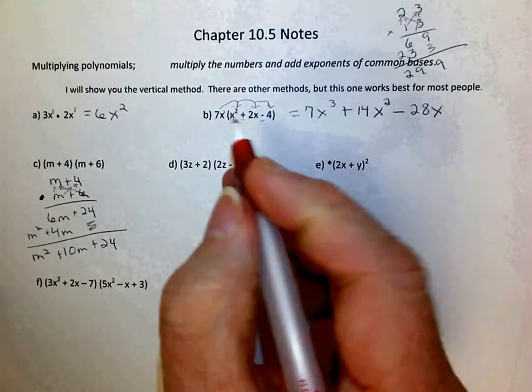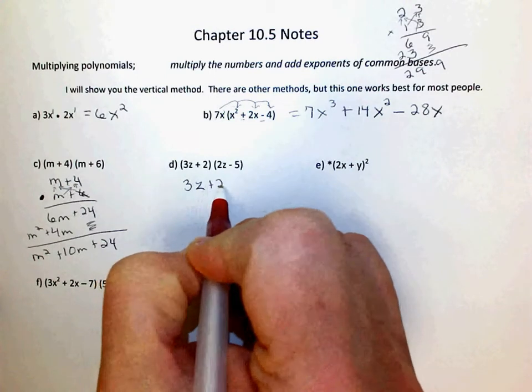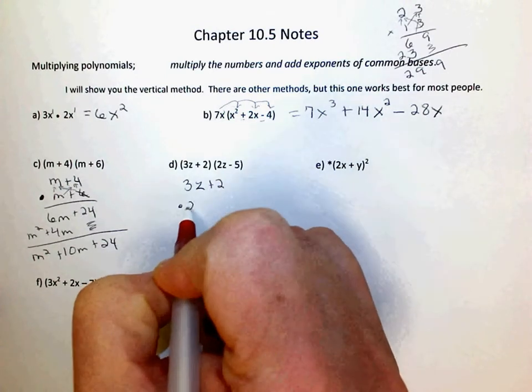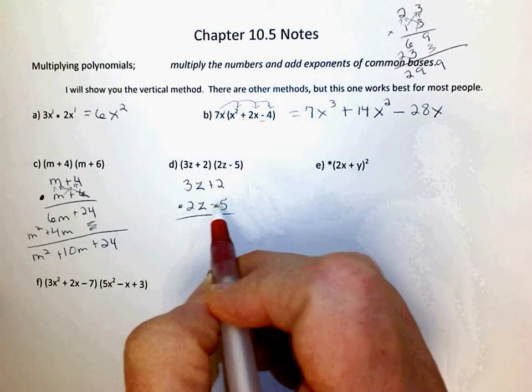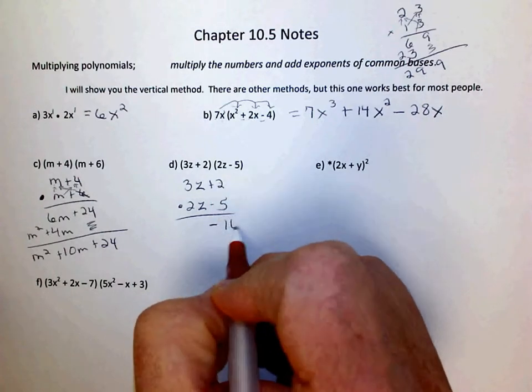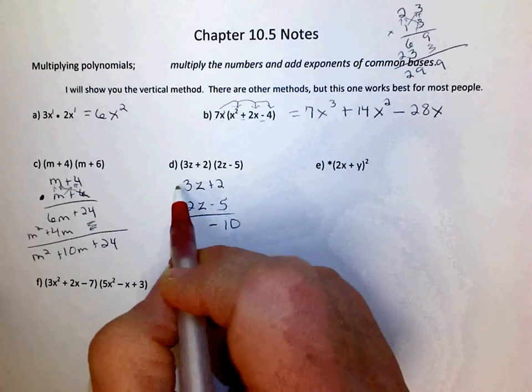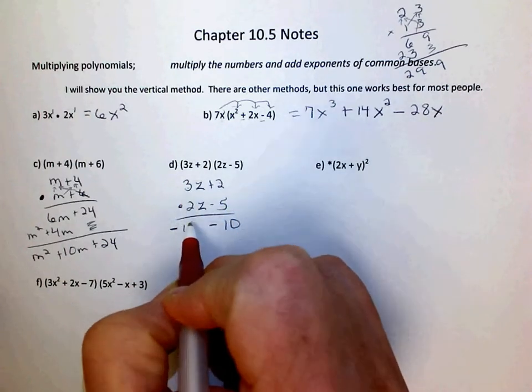Alright, I'm going to do the same thing here. 3z plus 2 times 2z minus 5. Negative times positive is negative. 5 times 2 is 10. Negative times positive is negative. 5 times 3z is 15z.